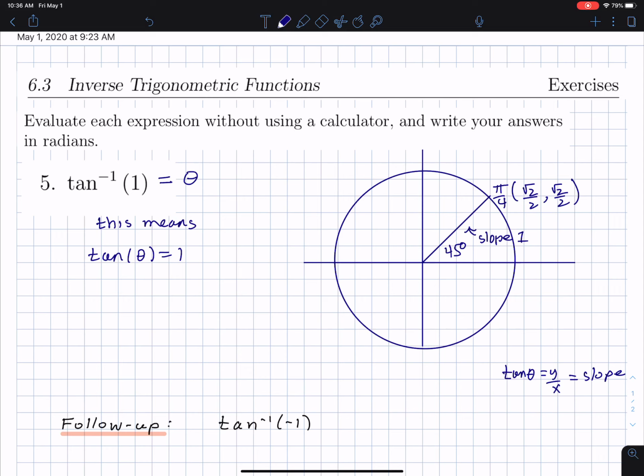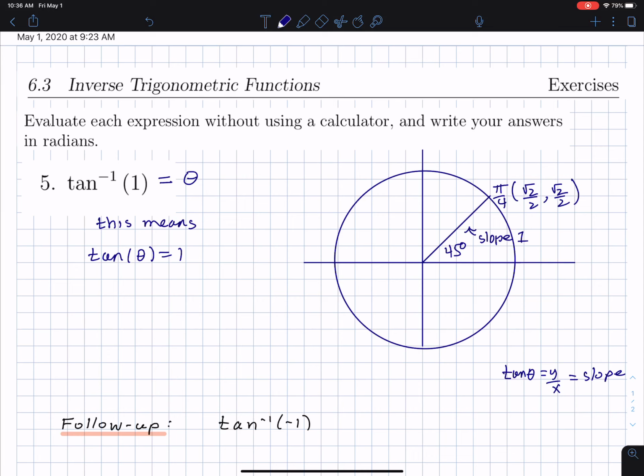However, when you're thinking, well, tangent's y over x, and if it's equal to 1, this means the x coordinate and y coordinate are the same, because y divided by x is 1, so the x and y have to be the same. So that corresponds to rad 2 over 2, rad 2 over 2.